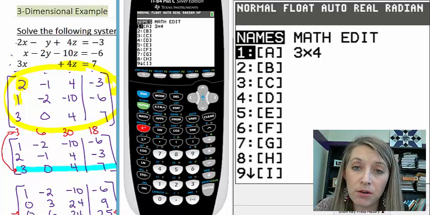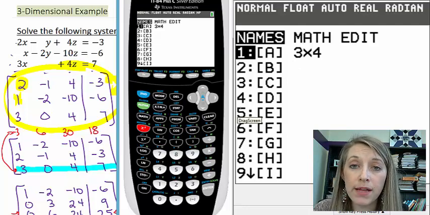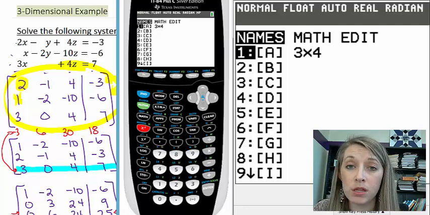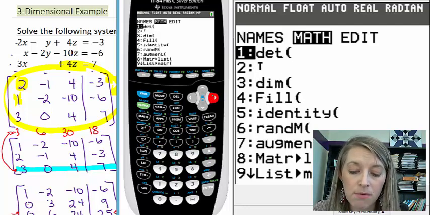Now you can see under matrix A that there's dimensions there. That means we have something put into matrix A. So if we wanted to select it, that's what we would put. We will select it, but not right now. We need to tell the calculator what we want it to do with this matrix. So that's underneath the math feature.